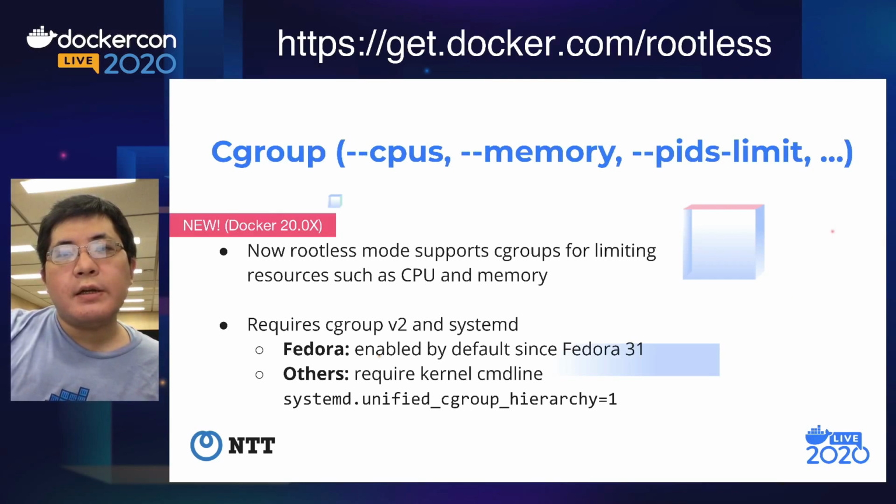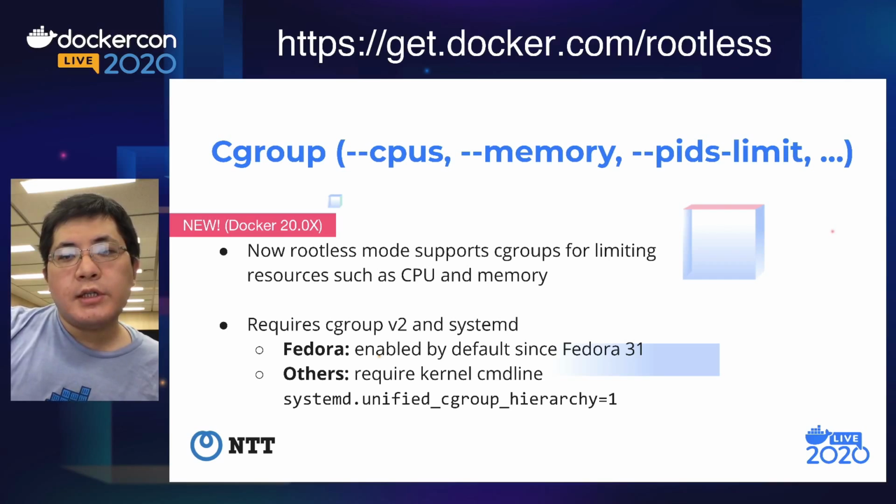And previously, Rootless mode didn't support cgroups, so you couldn't specify resource limitations such as docker run --cpus or docker run --memory and docker run --pids-limit. But now cgroups is fully supported in the next version of Docker, version 20.0x. But it requires cgroup version 2 and systemd.